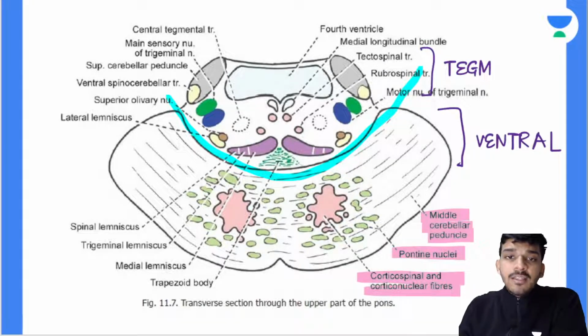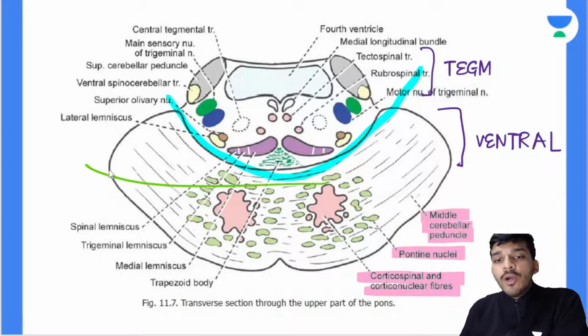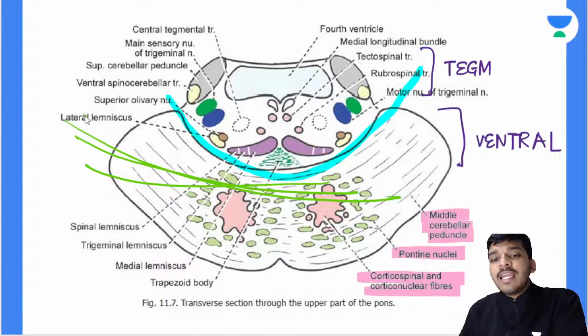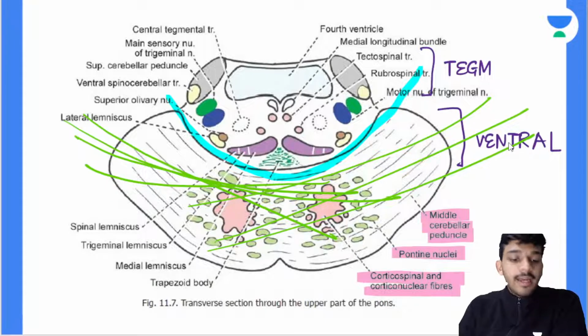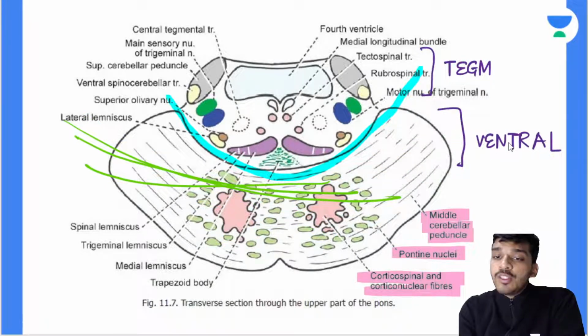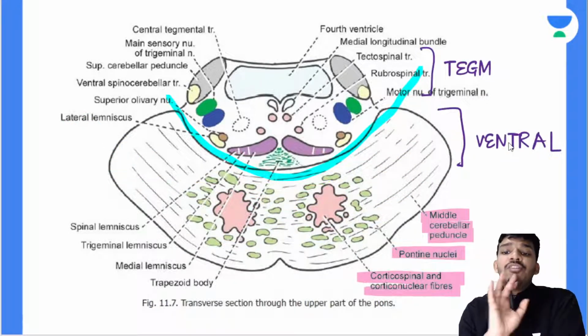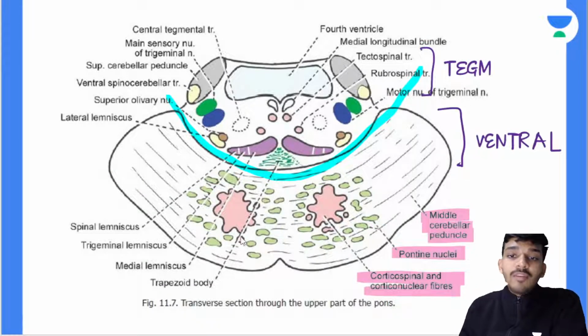peduncle, right? The fibers from the nuclei pontis were going to the opposite half of the cerebellum through these transverse fibers, right? So that is how this arrangement was there of the ventral half of the pons. That is all that is there in the ventral half of the pons, nothing else, right? So that is about the ventral half of the pons.